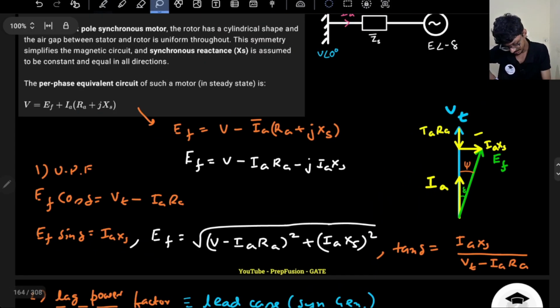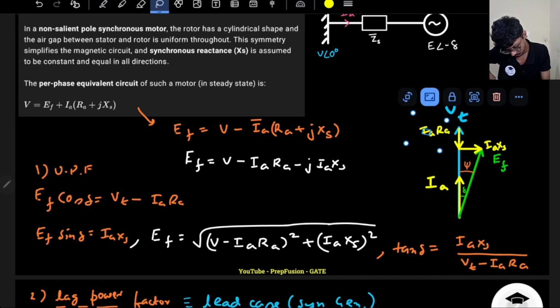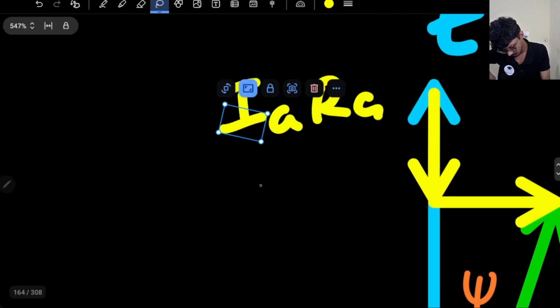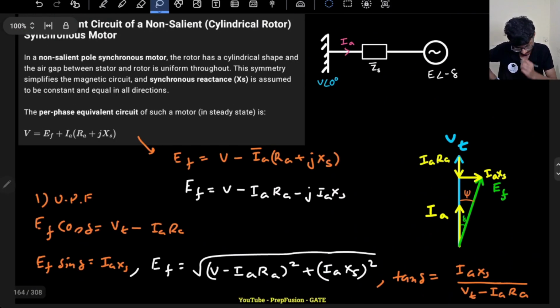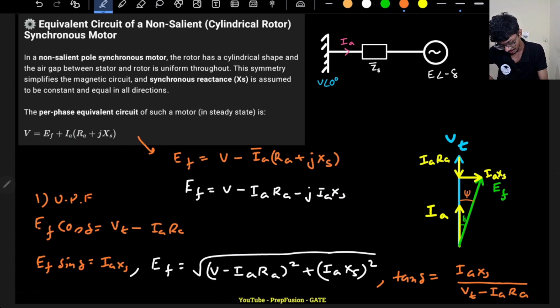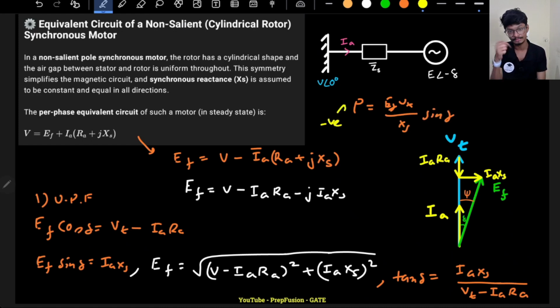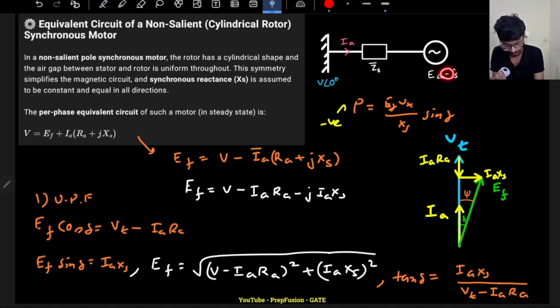Now the important fact is why it will be negative, because the formula will not change. The formula will still be P equals EF Vt by Xs sin delta. But this time P will be negative. Can you tell me why? Because it is absorbing power. A motor cannot deliver power, it is absorbing. That's why here I have minus delta.